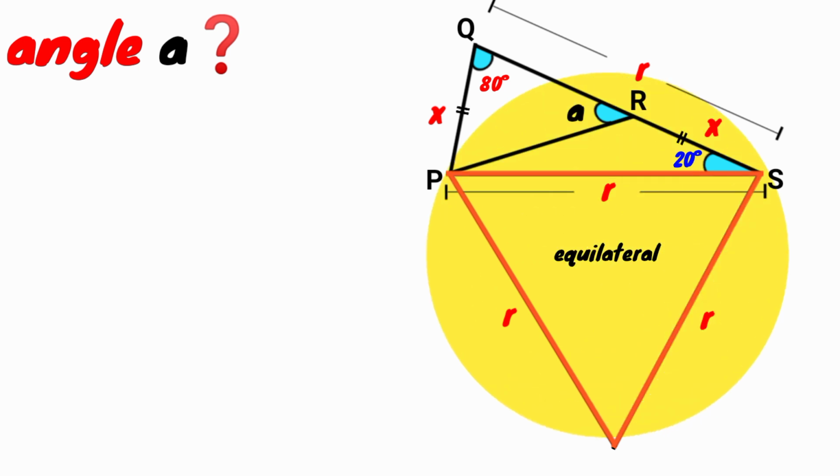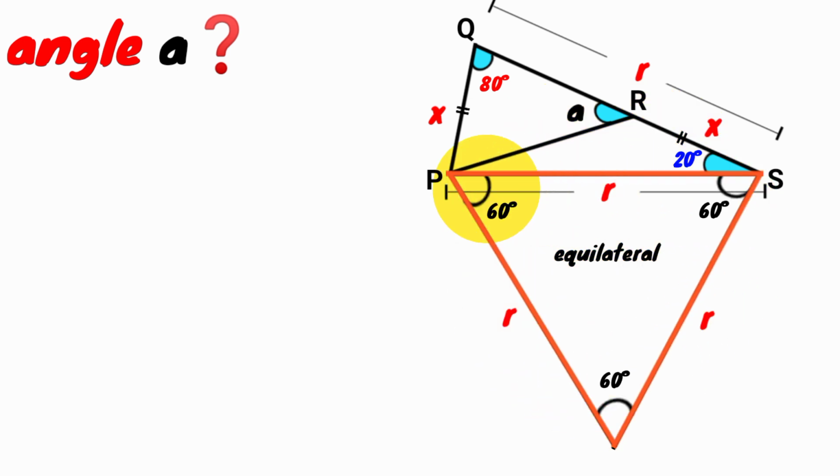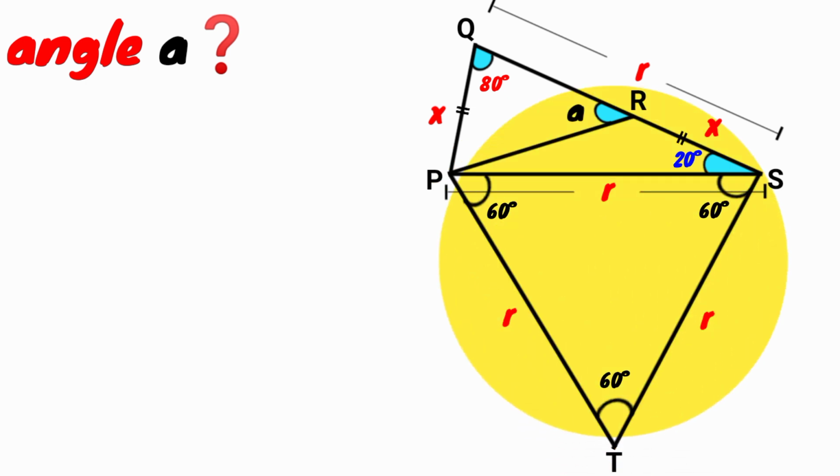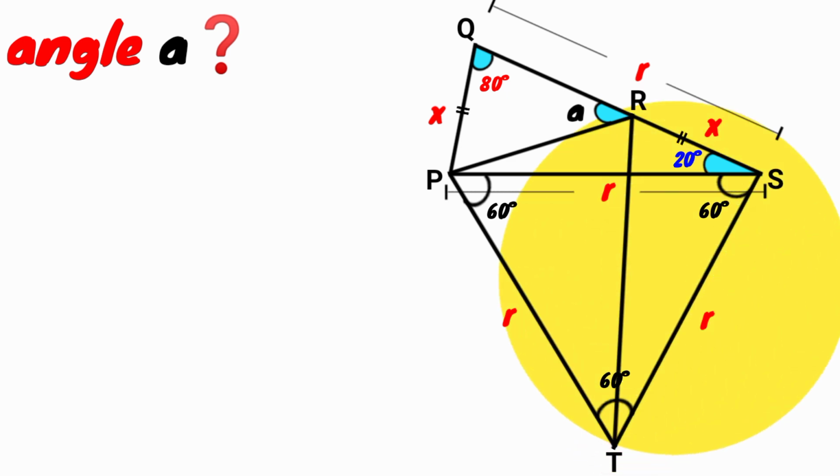We know all the angles of an equilateral triangle are 60 degrees each. That is, this angle, this and this is 60 degrees. Call this point T. Here, draw a line that connects this point R and this T. Look at this triangle RST. The length of this side is x and that of this side is R. The size of this angle which is between them is 20 degrees plus 60 degrees, which is 80 degrees.